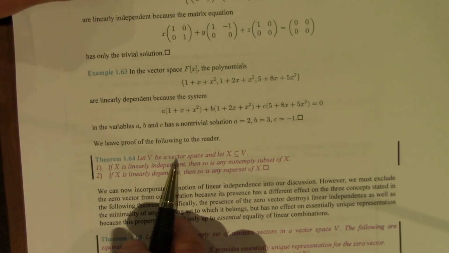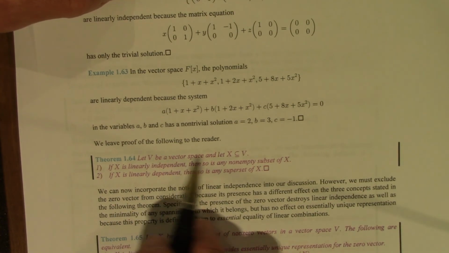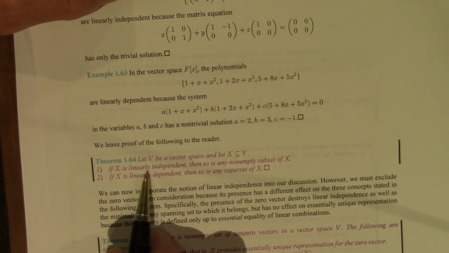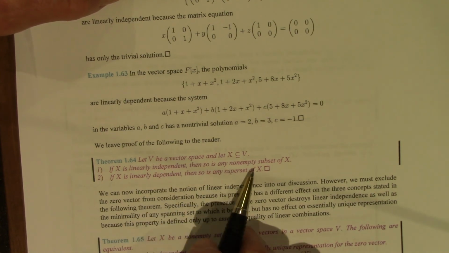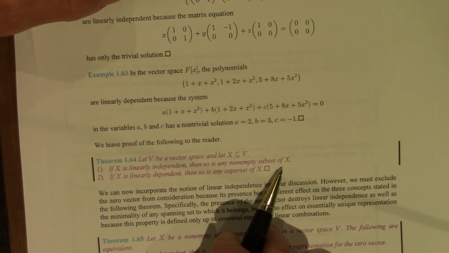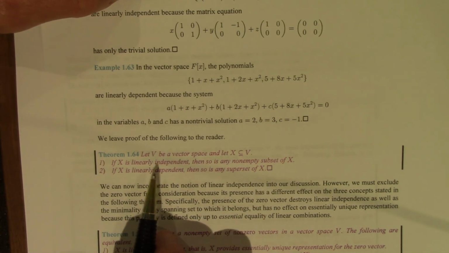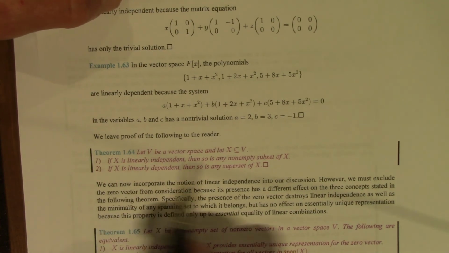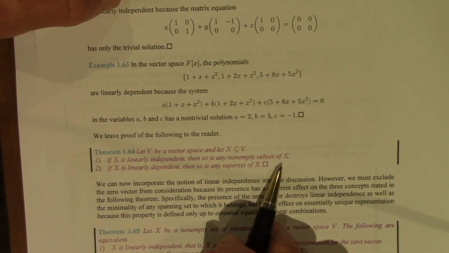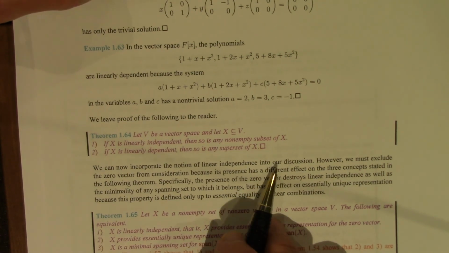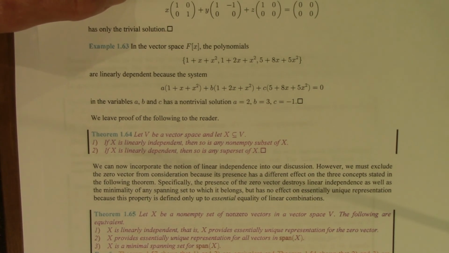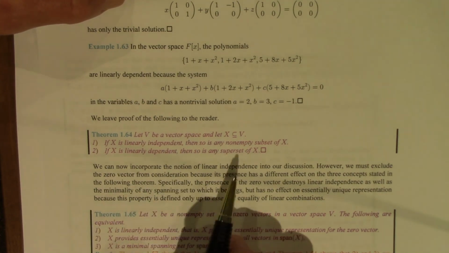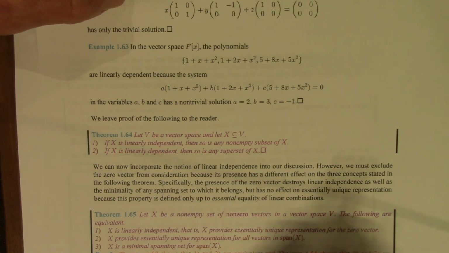Here's a little theorem whose proof I'm leaving to you. V is a vector space, X is a subset of V. If X is linearly independent, then so is any non-empty subset of X. If there's no linear dependencies among X, there can't be any linear dependencies among the vectors in a subset of X. You just have to find a formal way to write that down. If X is linearly dependent, then so is any superset of X.